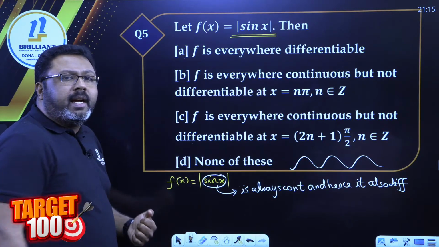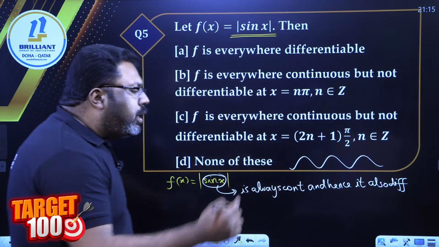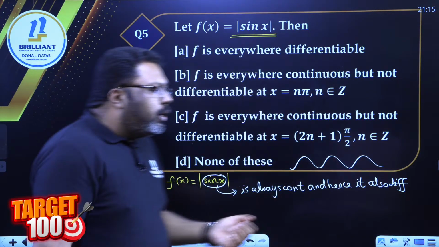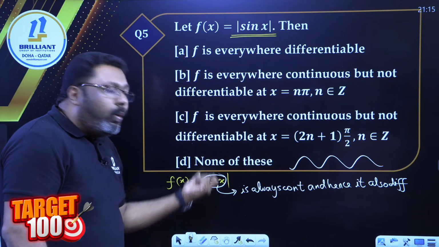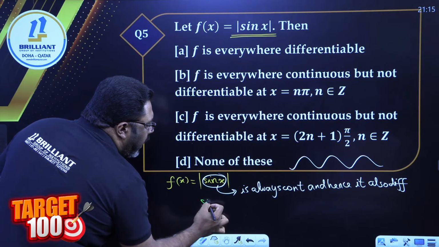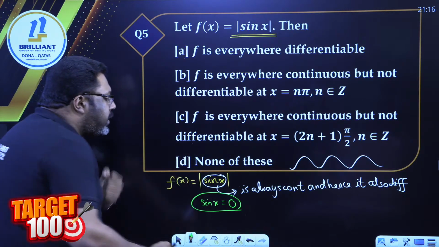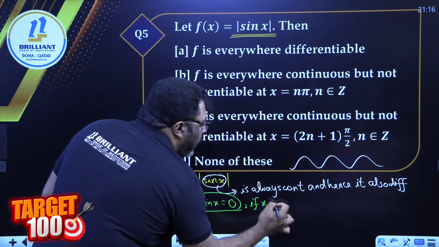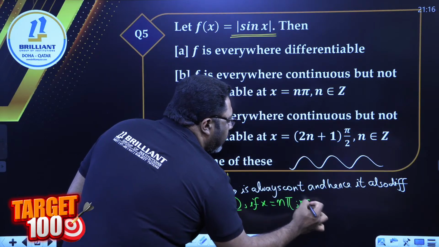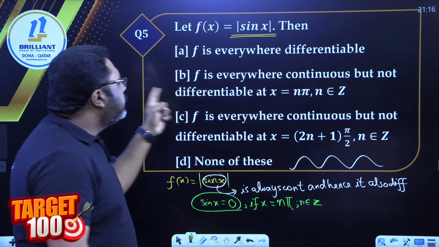But now a new problem arises. Sin x is not alone. It is sitting inside the modulus. Very good. All the answers are right. Good students. But whenever a modulus comes, what's the idea? Whenever a modulus comes, sin x equal to 0. We have to check the value of x for which sin x becomes 0. If x is an integer multiple of pi. n should be an integer and x should be an integer multiple of pi.